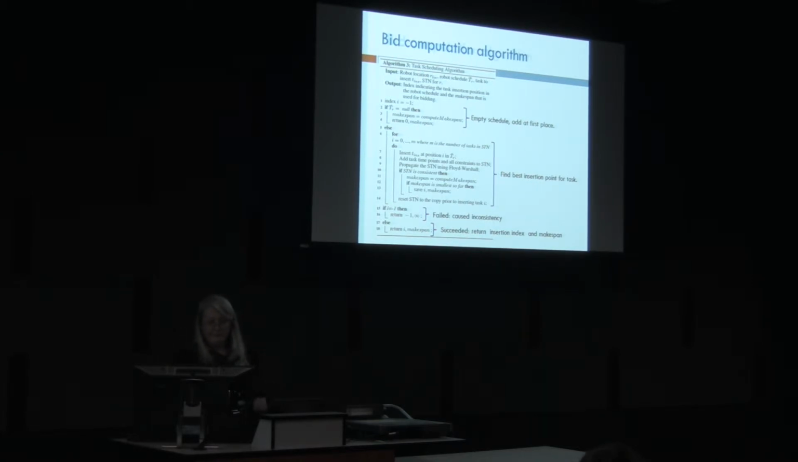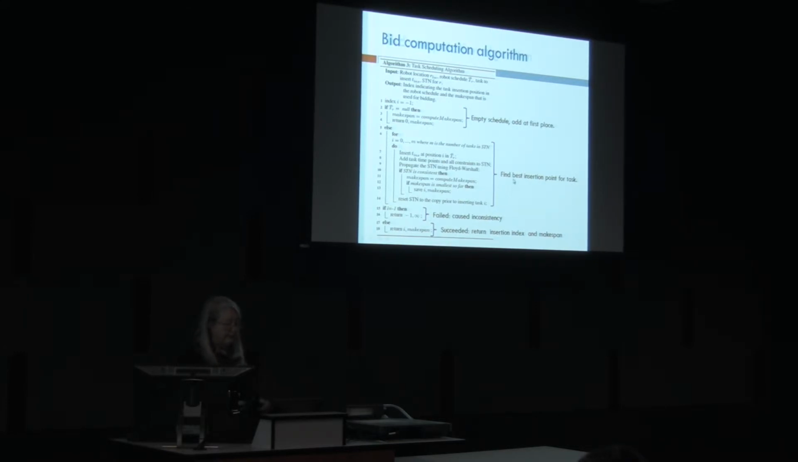And the first thing I'm trying to do is see what's the best place in my schedule where I can put this new task. Can I put it in, or do I have a conflict? If I can put it in, I try to find the best place. Since I'm trying to minimize the end time, it is as early as possible, which means keeping the duration of my schedule as short as possible. So that's this part here: find the best insertion point for the task.